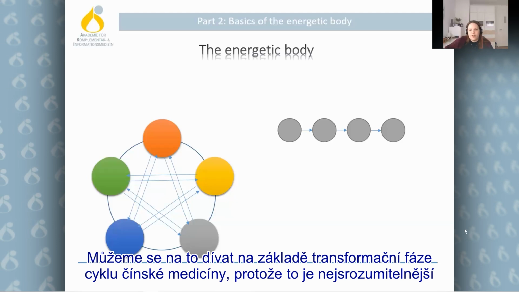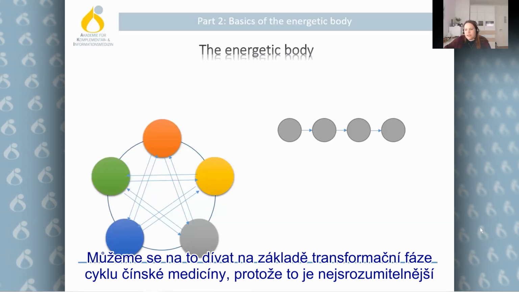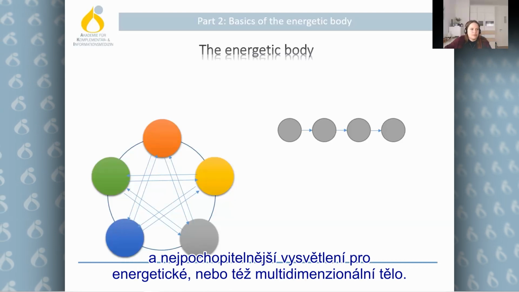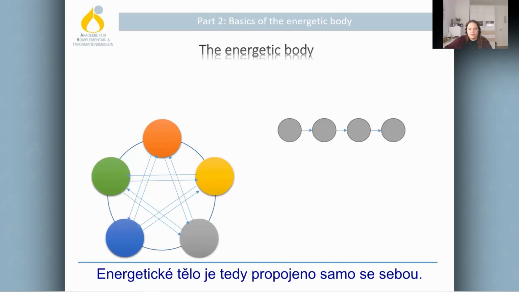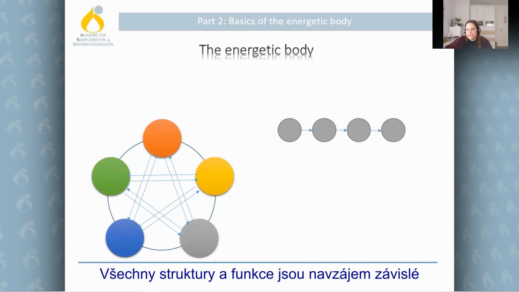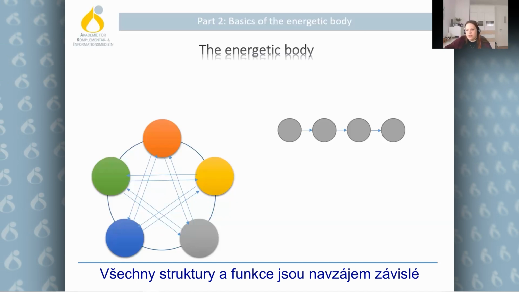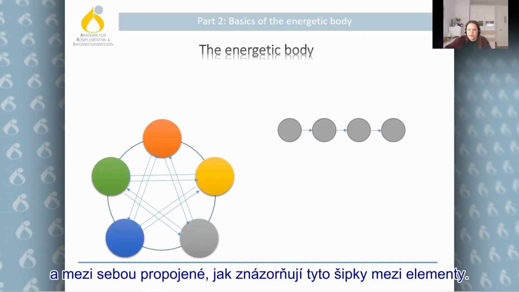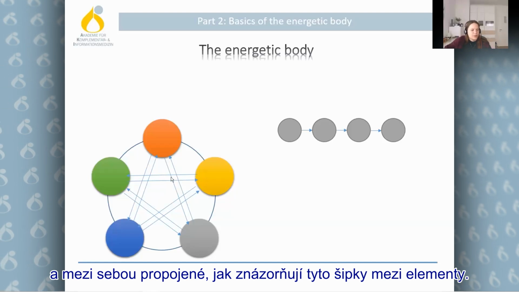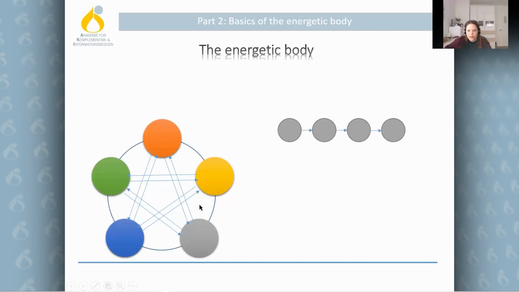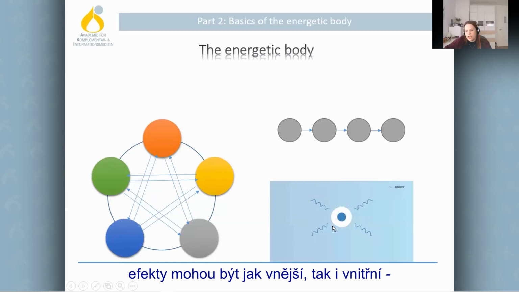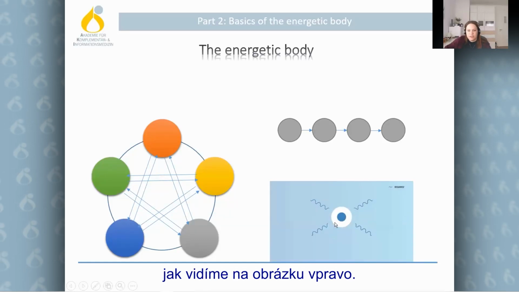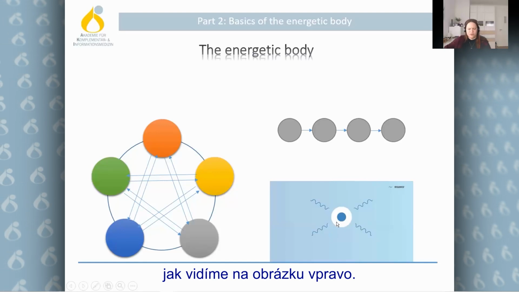We can look at this on the basis of the transformation phase cycle of the Chinese medicine, because this is the most fully understood way of this energetic body, or the multi-dimensional body. So the energetic body is interconnected within itself, so all structures and functions are mutually dependent and connected with one another. So we see this with these signs between the elements. And to use a picture from Regomed, the effects can be outward as well as inward, as we see with the images here on the right.